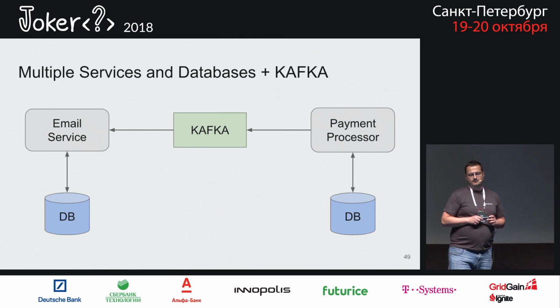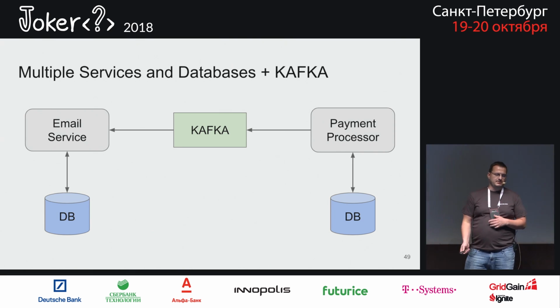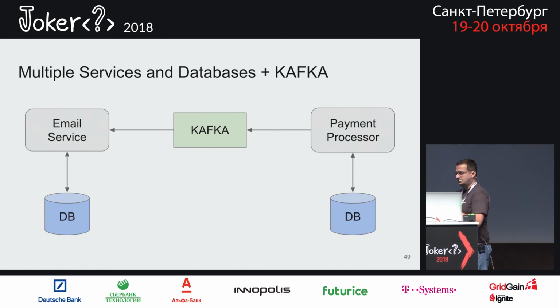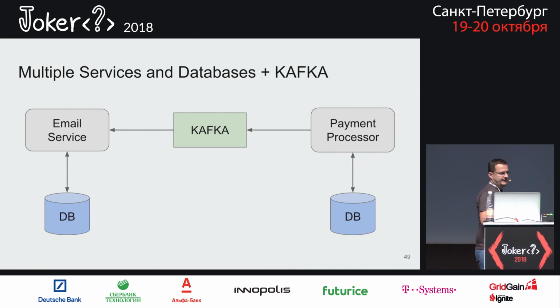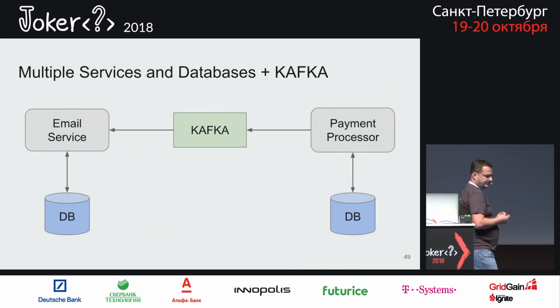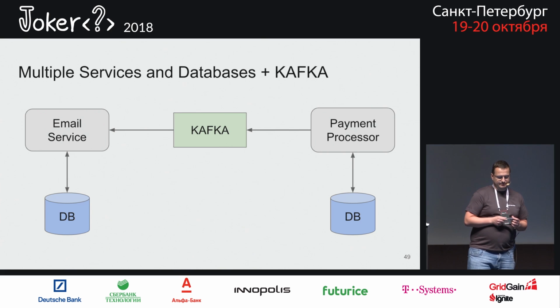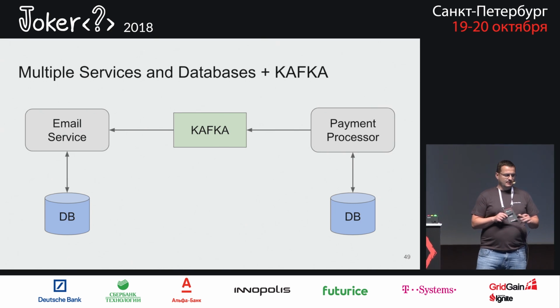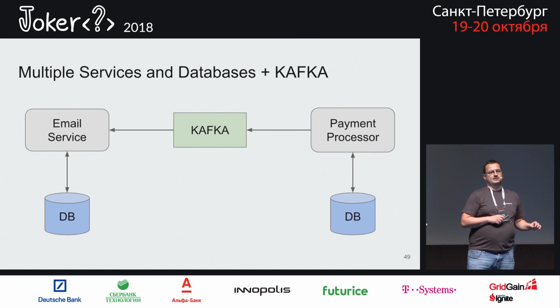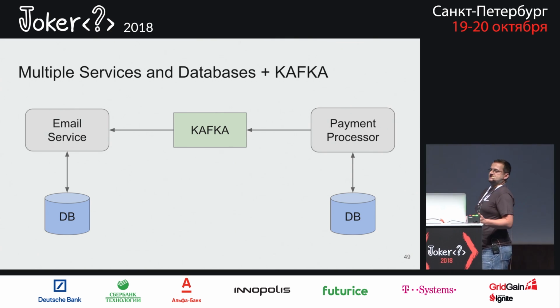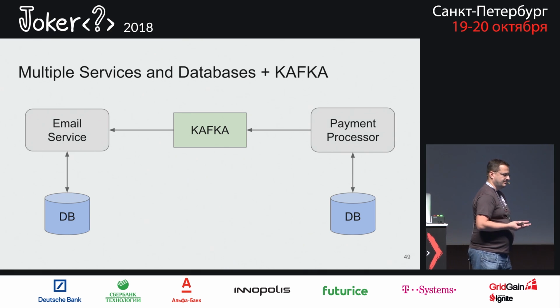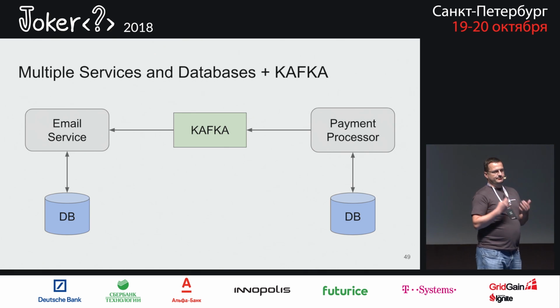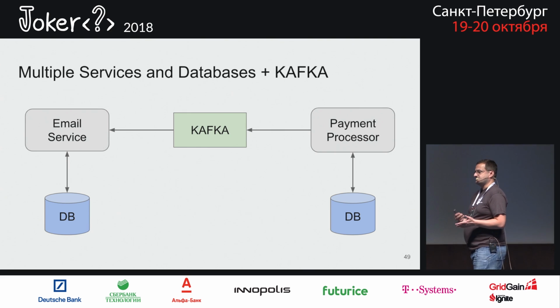we end up with in our world: payment processor, local DB, email service, local DB, and Kafka. And there are two more things which are really cool about this kind of pattern. First of all, the email service doesn't need to be up and running. You can still process in your payment processor, you can still complete your local database transaction, you can push your state further, and essentially Kafka acts as a state buffer.